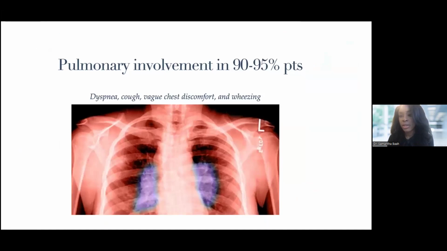Pulmonary involvement with sarcoidosis is in 90 to 95% of patients. So if you have a patient with sarcoid, more than likely they have some form of manifestation in the lungs. Most of the time they have this chronic cough that just won't go away. They have shortness of breath, vague chest discomfort, and wheezing.